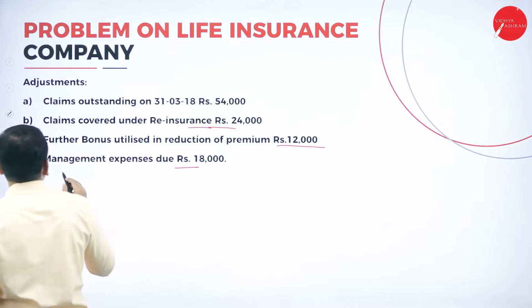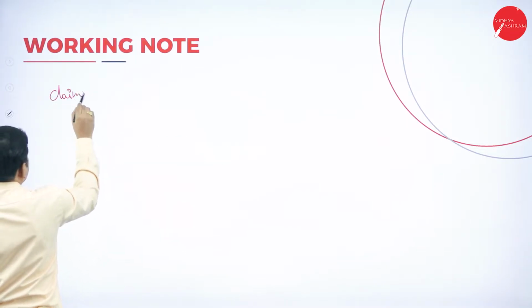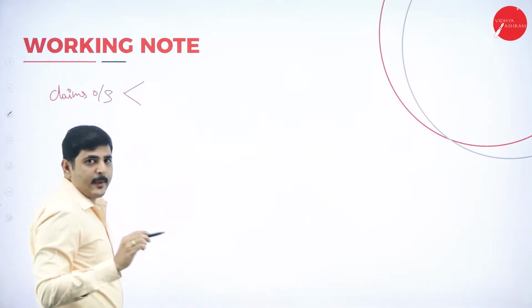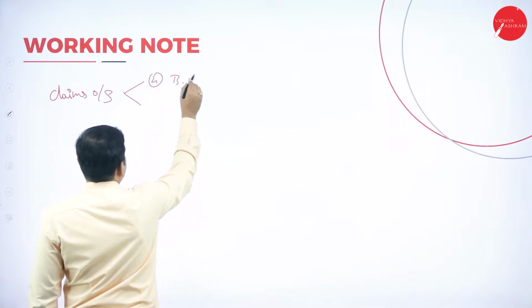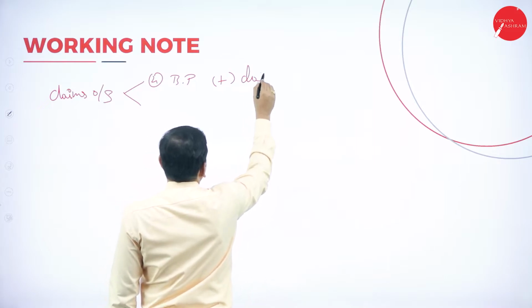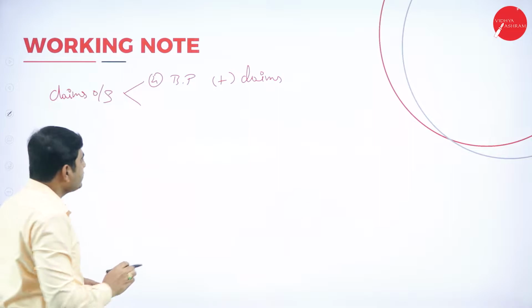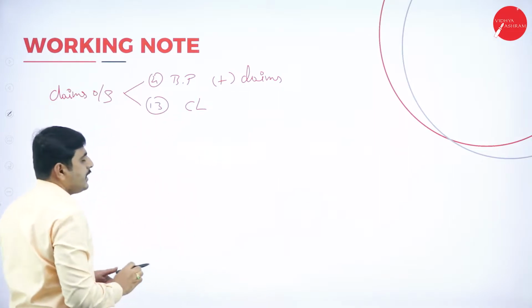So first one, claims outstanding, where we have to show first adjustment in the schedule number 4, benefits paid. Under benefit, add to the claims. Again coming to schedule number 13, current liability, show it in the current liability.